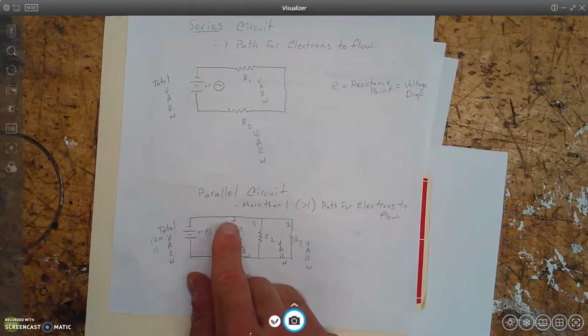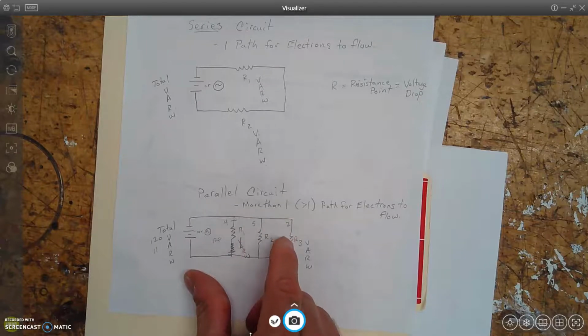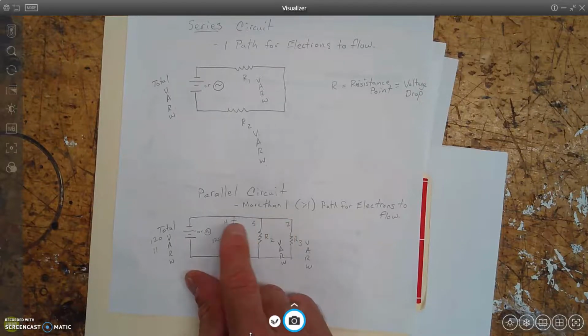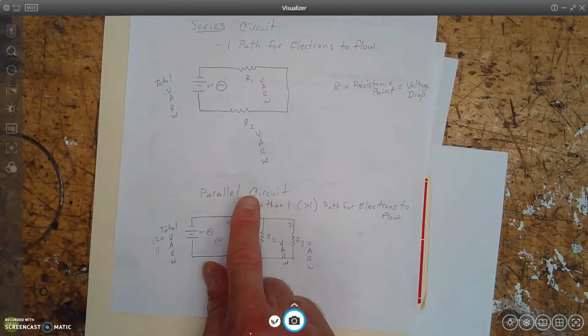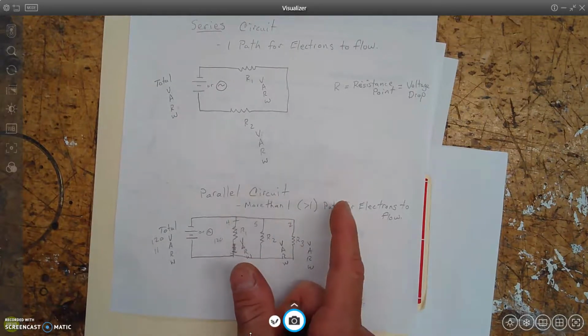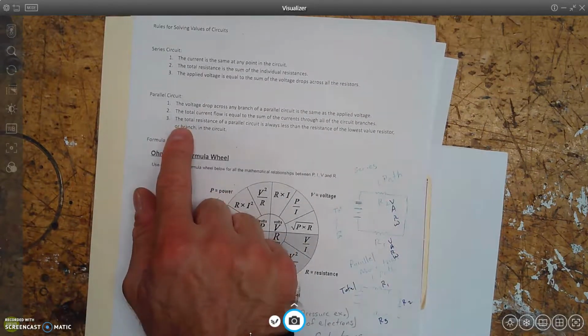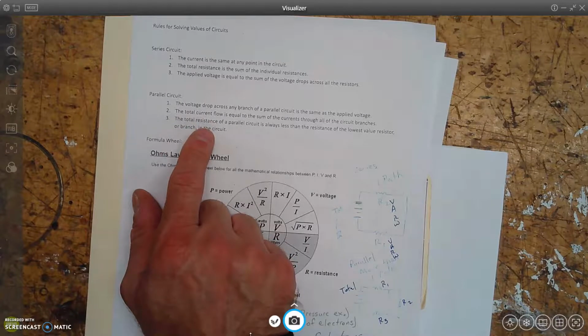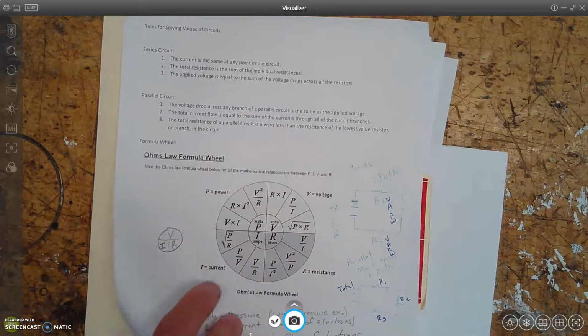Path 1, boom. Path 2, boom. Path 3, just like that. So there are three paths. It could be 100,000 paths. As long as it's more than one, it's a parallel circuit. That's it. Those are the rules. And that's how you distinguish them. And these are the rules for a parallel circuit. And we're going to use those when we get to parallel circuit diagnosis and how to figure out these values in a parallel circuit. Now, I'm going to show you one more thing.